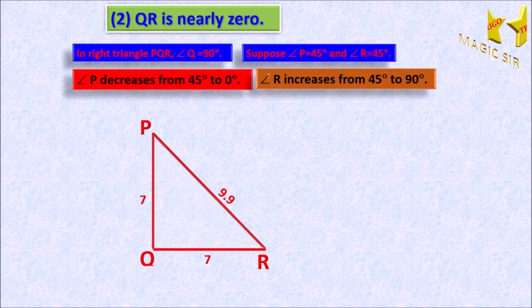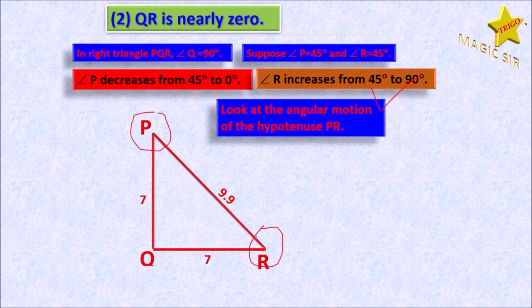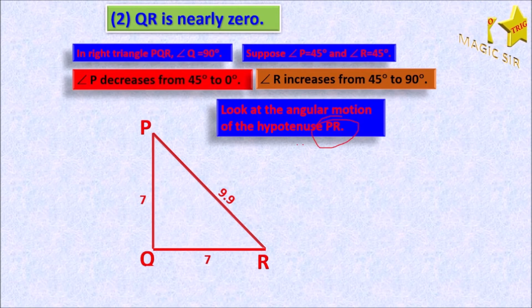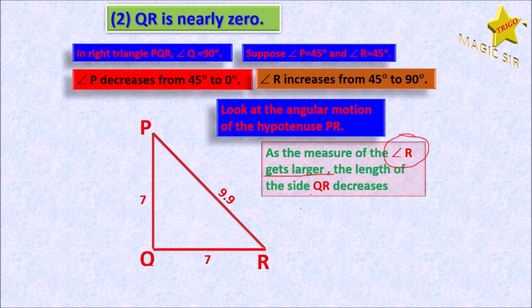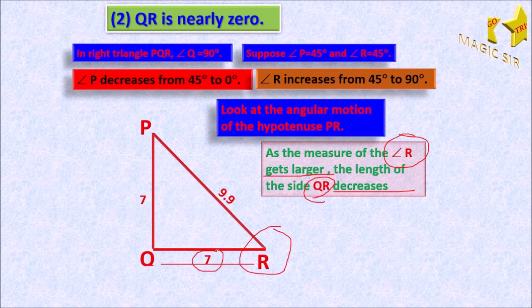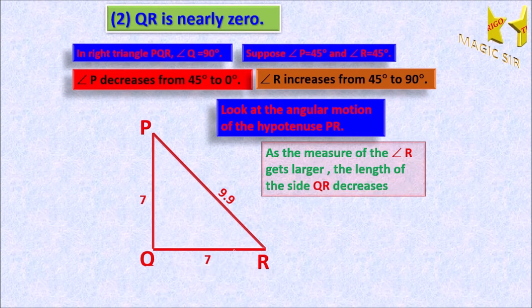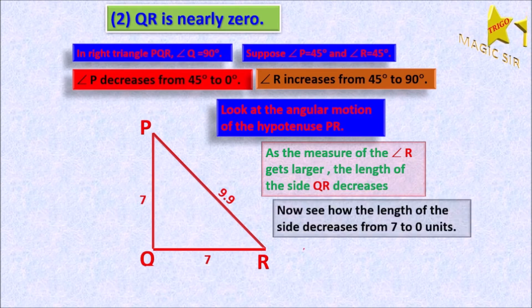We have observed that angle P decreases from 45 degree to 0 degree and angle R increases from 45 degree to 90 degree. Look at the angular motion of the hypotenuse PR. As the measure of the angle P gets smaller and the measure of angle R gets larger, the length of the side QR decreases. We have QR is equal to 7 units. Now see how the length of the side QR decreases from 7 to 0 units.